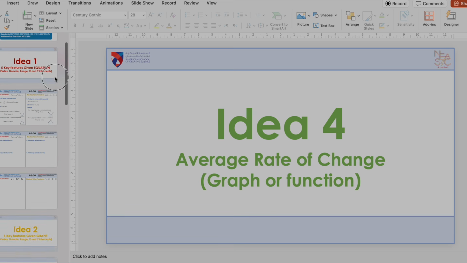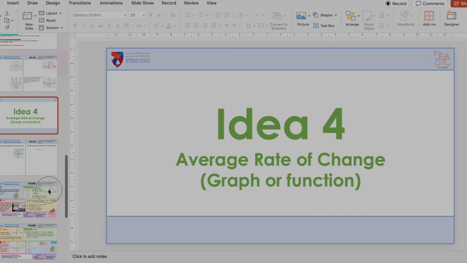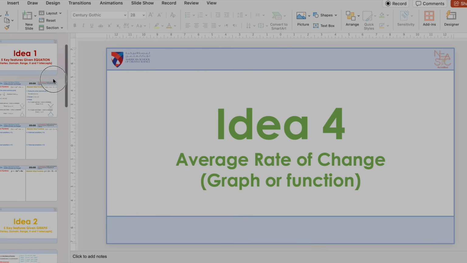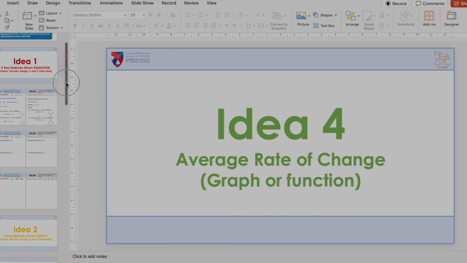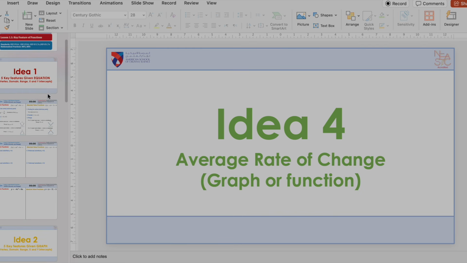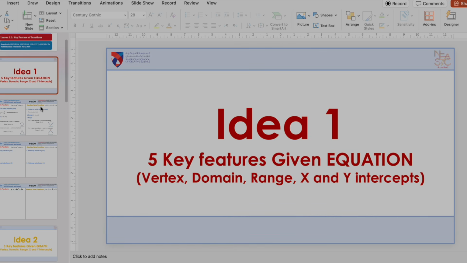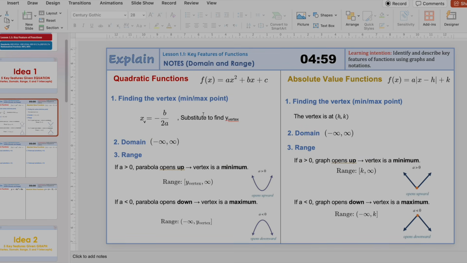Okay, so you can skip through the video if you want to just go directly to one of the ideas. Okay, so let's start with the first one. Finding key features given an equation. We have 2 types of equations, quadratic and absolute value. And the 5 key features we want to find at the beginning are vertex, domain, range, x and y intercepts. So let's see. I wrote here some notes that can help you.